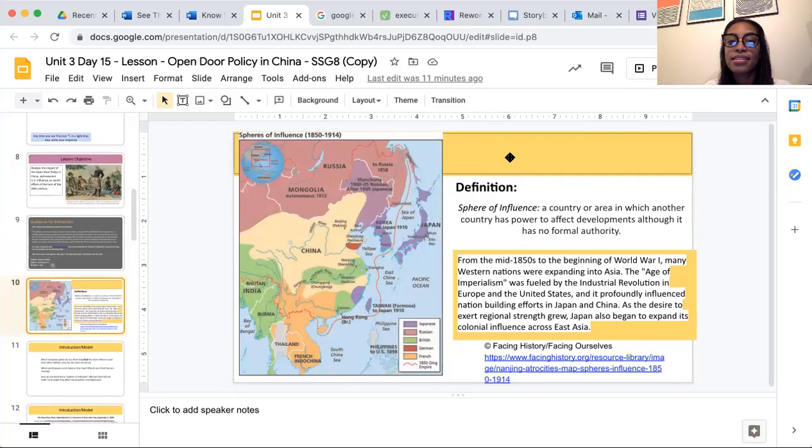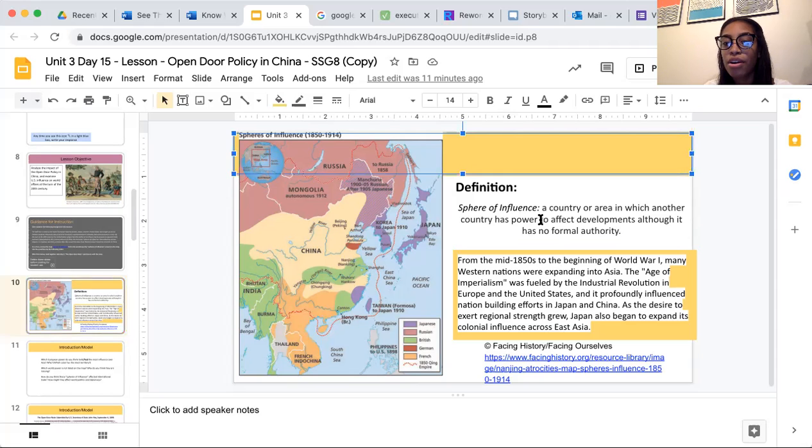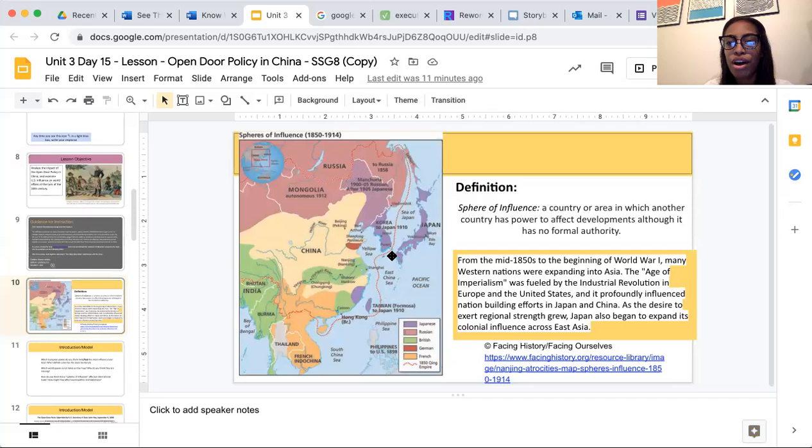So, when we begin this lesson, we see this map of the spheres of influence. Now, you may or may not know what that is, but it's okay because the definition is here. A sphere of influence is a country or area in which another country has power to affect development, although it has no formal authority. So they don't really have political power, like to run in the government or become a leader. But in this case, they affect the developments economically because they're able to trade with China. Because China has had a history of being isolationist, meaning that it didn't want to trade with others.